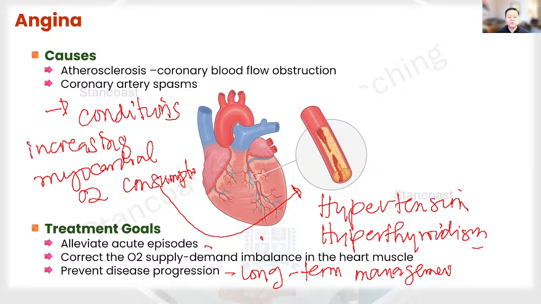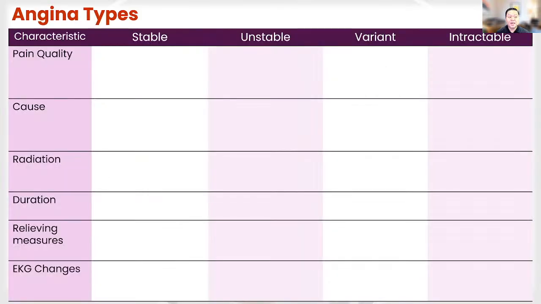All right, let's move on to our next concept, the different types of angina. So we have the known four. We have the stable, unstable, variant, and intractable types of angina. Now, I just want to emphasize here that the variant type of angina is what we call the Prinzmetal's type of angina.